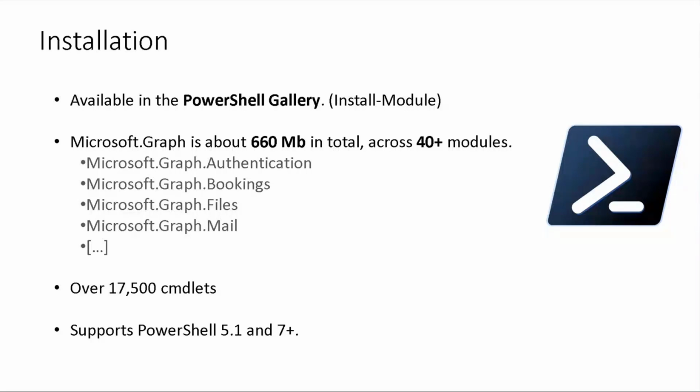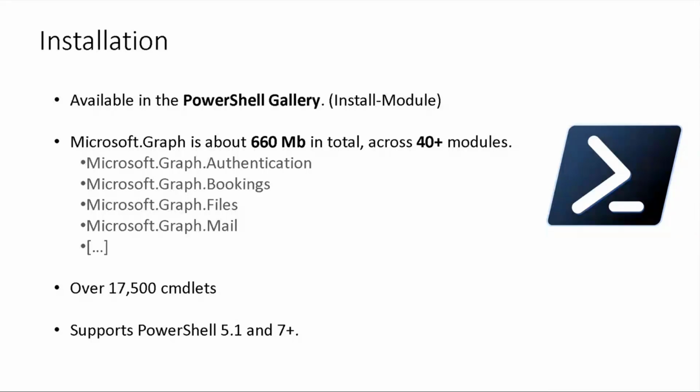Now, Microsoft Graph is a group of about 40 plus different PowerShell modules. In total, they make for about 660 meg of PowerShell goodness. So when you're writing your own scripts, it's really important that you only pick the ones you want. Unless you want to install the whole thing, be my guest. However, normally when you write your scripts, let's say you're trying to interact with emails, you're going to install the Microsoft Graph.mail module only, which is only about 10 meg in size.